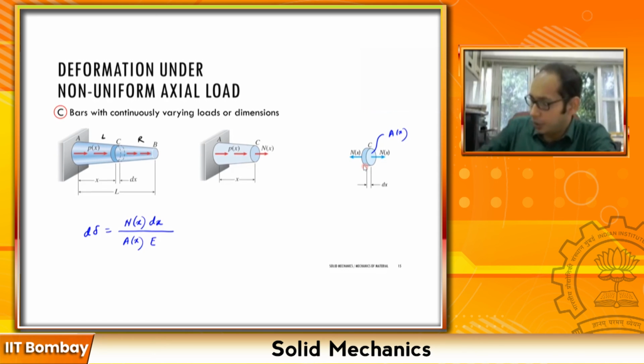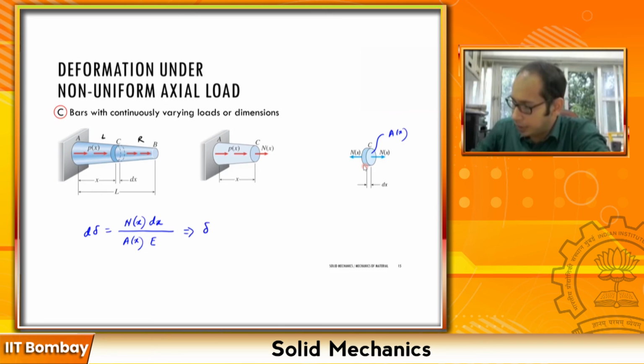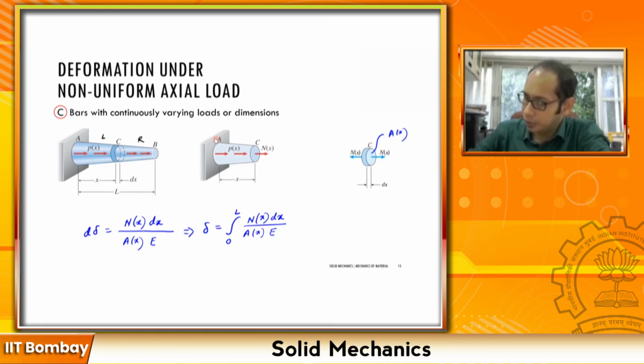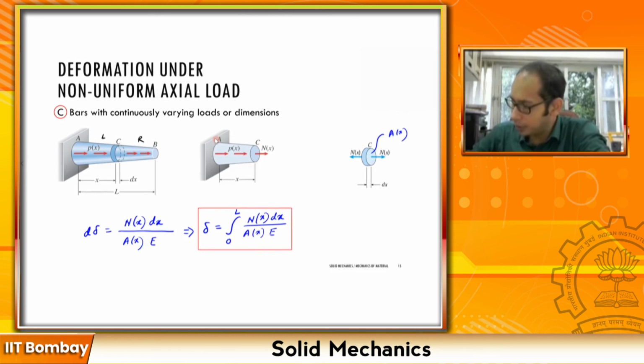So if I have to calculate the overall delta, it is going to be simply the integral from 0, that is from the left end to the right end, 0 to L, of the same expression, N(x) dx divided by A(x) times E, right? So this is the generic formula that you get for this one.